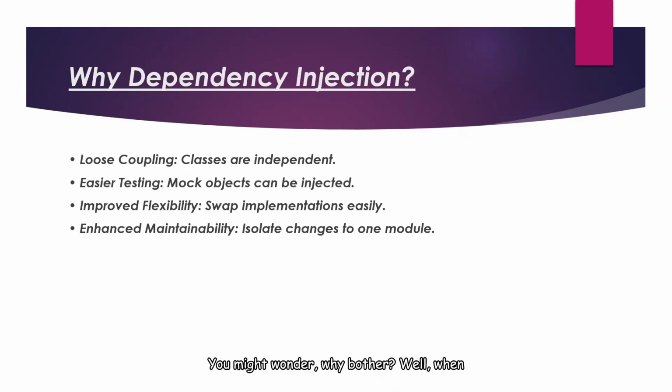You might wonder, why bother? Well, when classes directly create their dependencies, they become tightly coupled. That's bad news for testing, flexibility, and long-term maintenance. But with dependency injection, we can swap out implementations easily. For instance, in testing, we can inject a mock instead of a real service. In production, we can inject a different version based on configuration. In short, DI helps us achieve loose coupling, high testability, and future-proof designs.